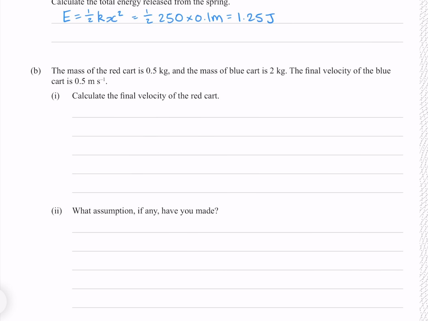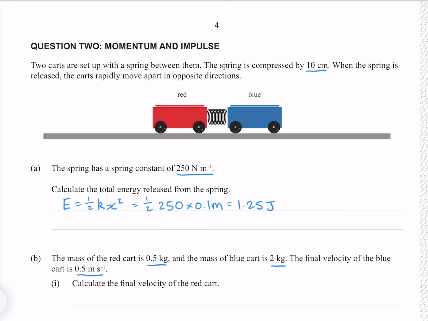The mass of the red cart is 0.5 kilograms, and the mass of the blue cart is 2 kilograms. The final velocity of the blue cart is 0.5 meters per second. Calculate the final velocity of the red cart. The concept we have to use is conservation of momentum. Assuming our carts are stationary initially, we know our initial momentum must be equal to 0, and because of conservation of momentum, in the absence of external forces, we know that the final momentum must be 0 as well.